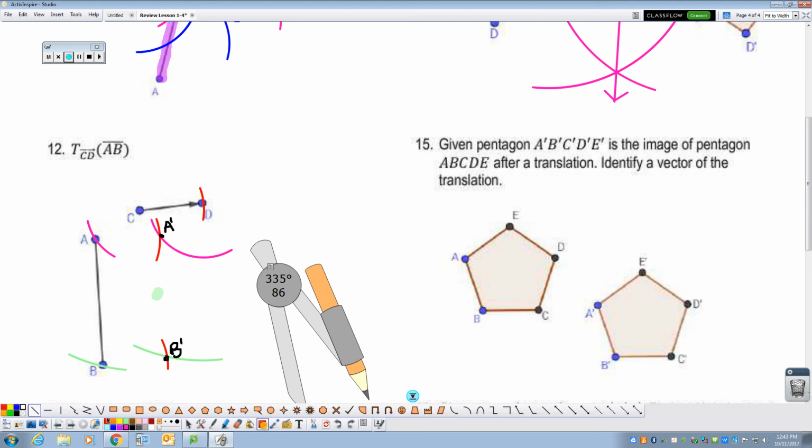And to complete the construction, we connect A prime and B prime. So my vector has gone to the right and up a little bit, or my segment, just like the vector.